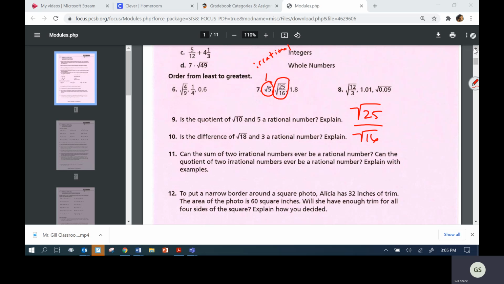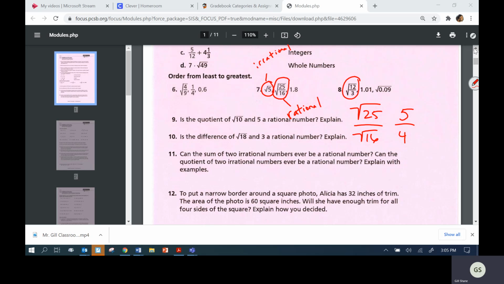Well, again, I can reduce this. I can simplify it. I can get rid of those square root symbols because I know the square root of 25 is 5 and the square root of 16 is 4. So if I can change this whole thing into 5/4, then 5/4 is just a rational number. So that's a rational number.